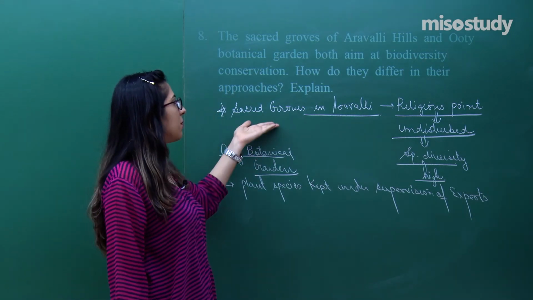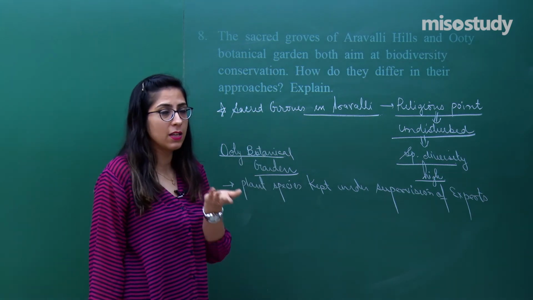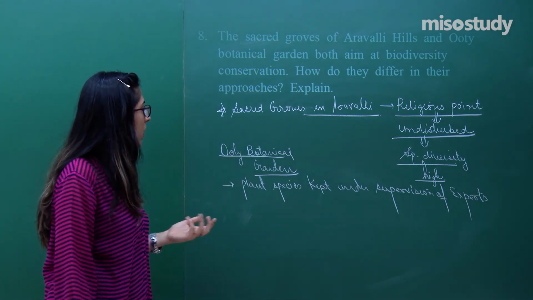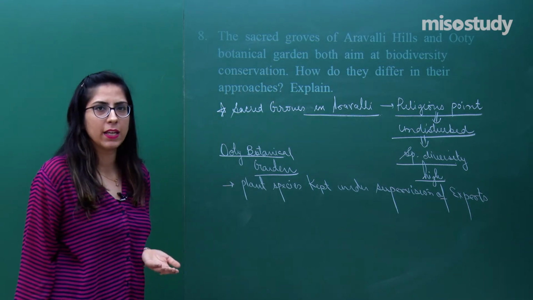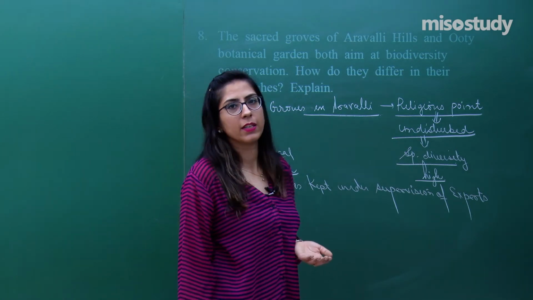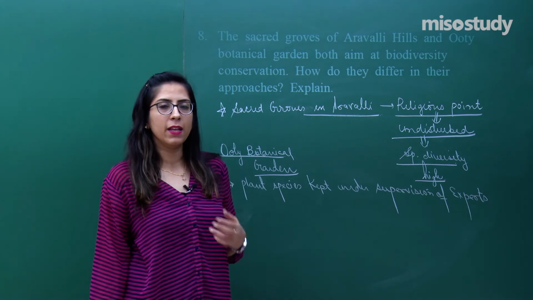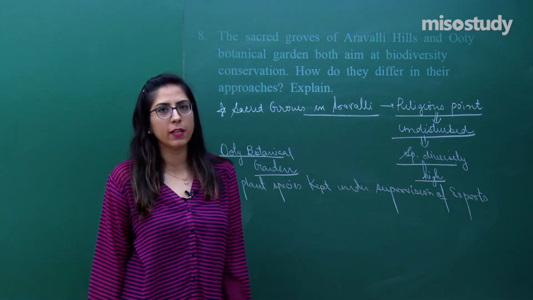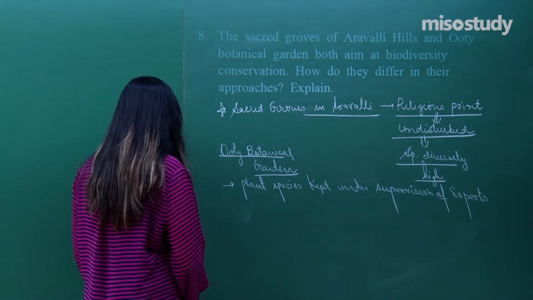So you can explain other examples of the sacred groves, because we have studied them in the sessions and you can note down from those. And the other we have is a botanical garden. In this the plants are kept, and those plants sometimes belong to endangered categories, sometimes to vulnerable categories. They are given a suitable environment artificially and they are kept under supervision.